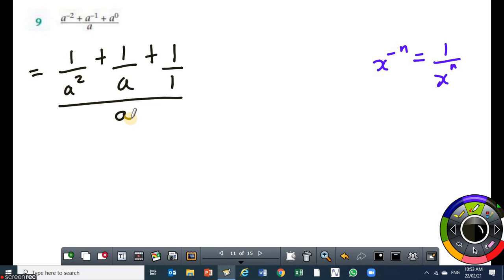Which area do you want? Yeah, it's here. Oh.